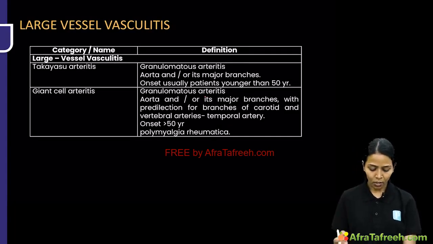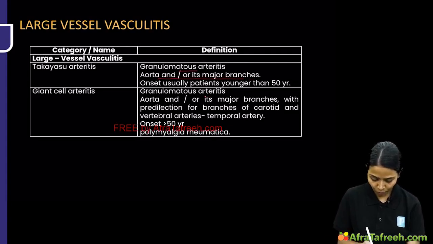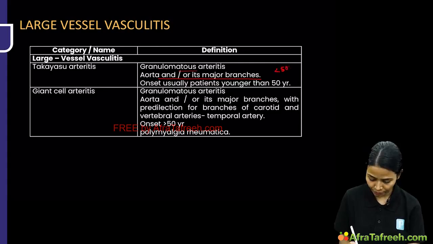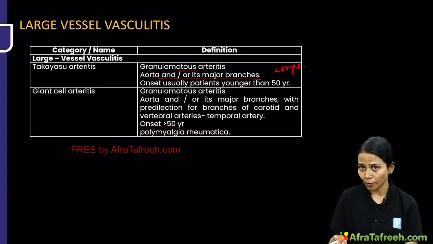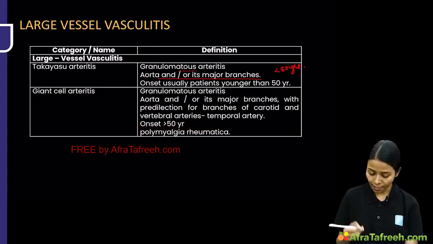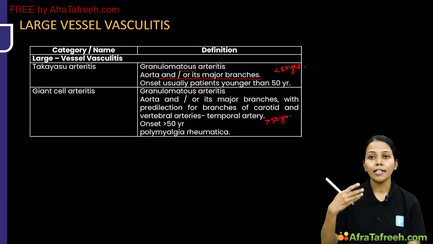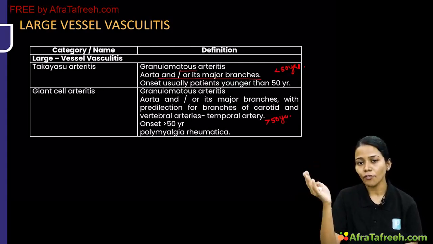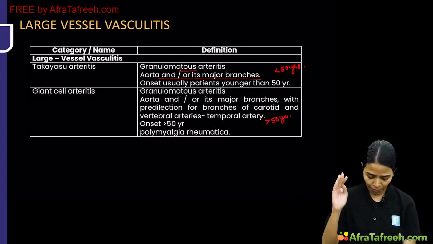Now coming to Takayasu, which is large vessel and granulomatous. Aorta or its major branches can be involved, and it is seen in people less than 50 years of age. Whereas giant cell arteritis is also a granulomatous arteritis. It is seen in people more than 50 years of age. The aorta and its branches, basically the extracranial branches of the external carotid artery, are what is majorly involved.